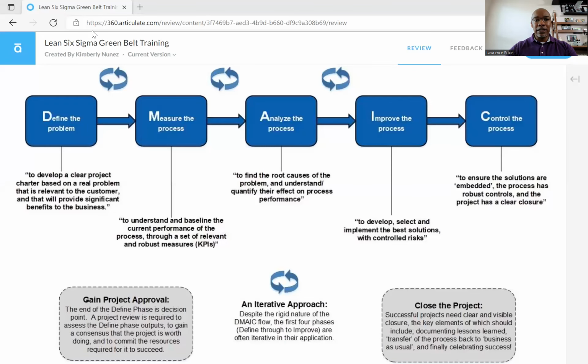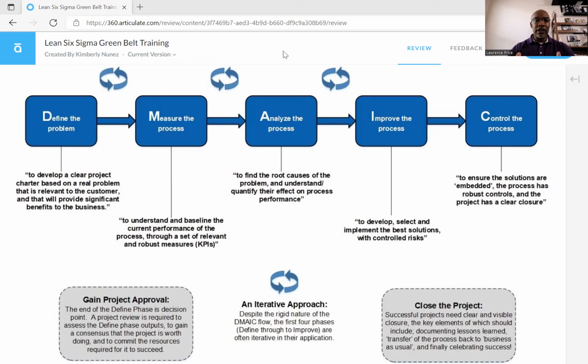So I'm going to pull up a visual here to walk us through a couple of things. Here you see a high level process map, a walkthrough of what DMAIC is. DMAIC is an acronym that stands for define, measure, analyze, improve, and control.